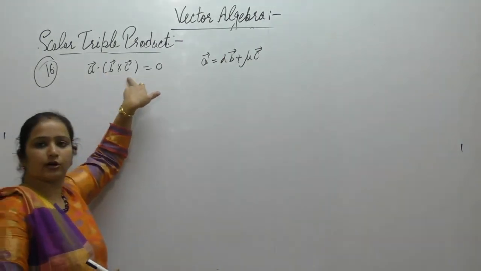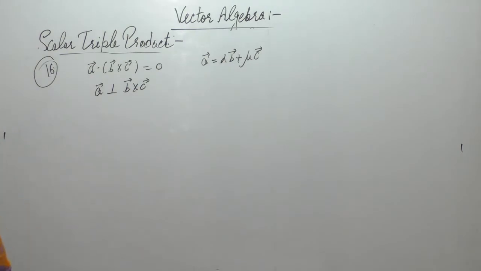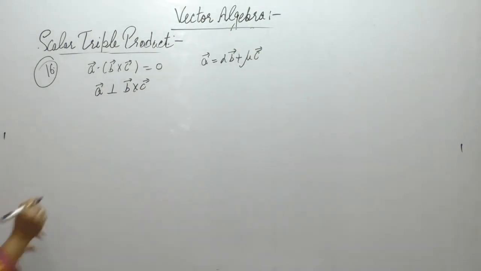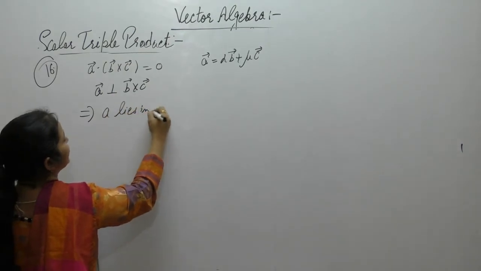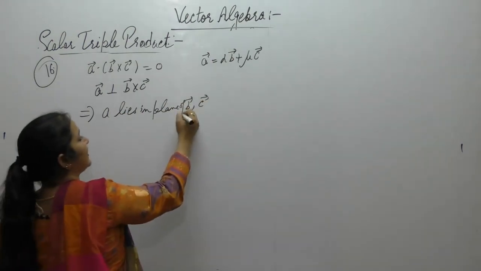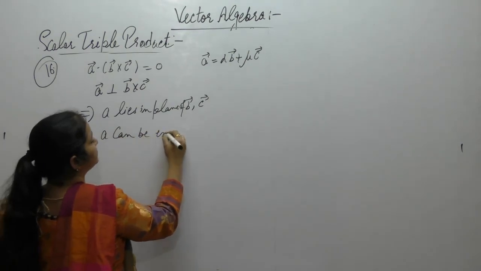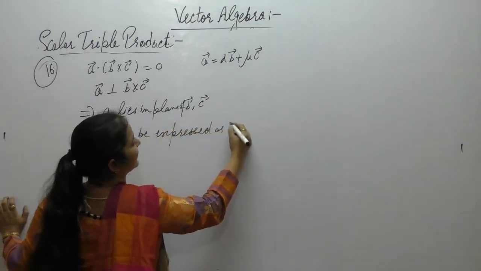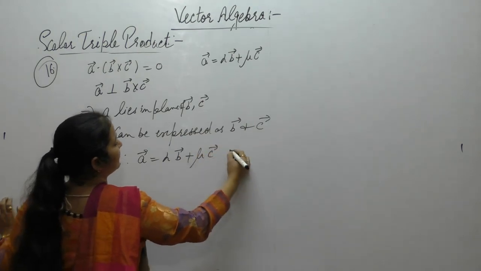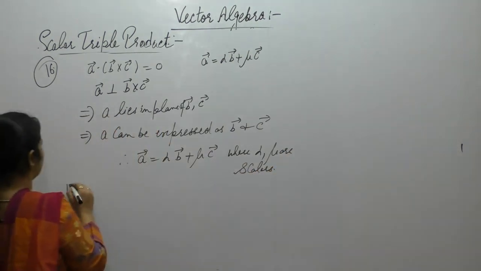Now it is given that the scalar triple product of these vectors is 0. It means they are coplanar. It is given that B vector and C vector are not parallel vectors. Now this implies A lies in the plane of B vector and C vector. It means A can be expressed in terms of B vector and C vector. Therefore, A vector is lambda B plus mu C, where lambda and mu are scalars.